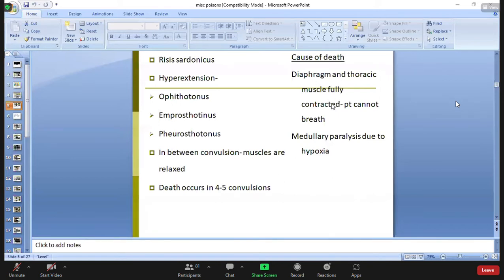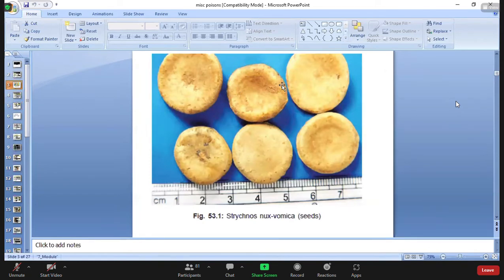The cause of death is contraction of the diaphragm and thoracic muscles. When the patient cannot breathe, it causes medullary paralysis due to hypoxia. So that is the cause of death. I think I did not show the picture properly earlier. This is how it appears, spinal poison strychnine nux vomica.